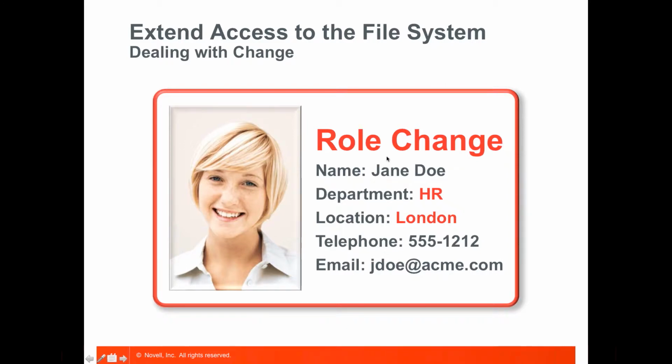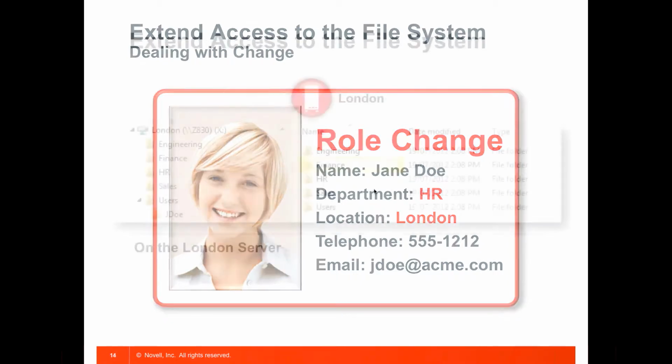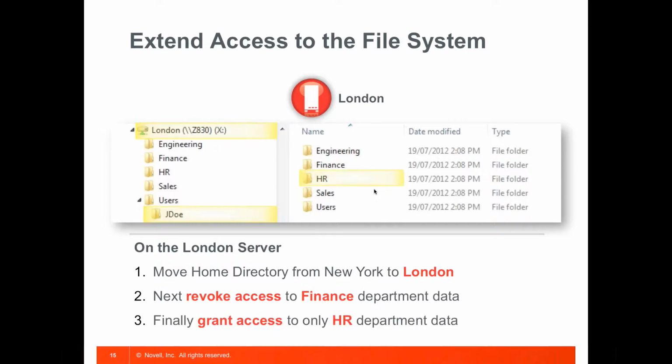So I said she's a mover and shaker, and in 3-4 clicks, she's already going to have a new role here. So let's extend the access and change the role. Now she's going to move to the London department in HR as well. So when she has that role change, what happens here is we automatically pick up her home directory and move it from the New York server into the London server. We revoke access to the finance department data, and we grant access only to the HR department data.